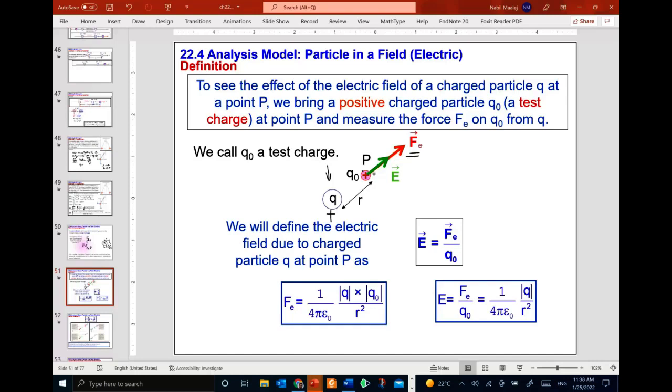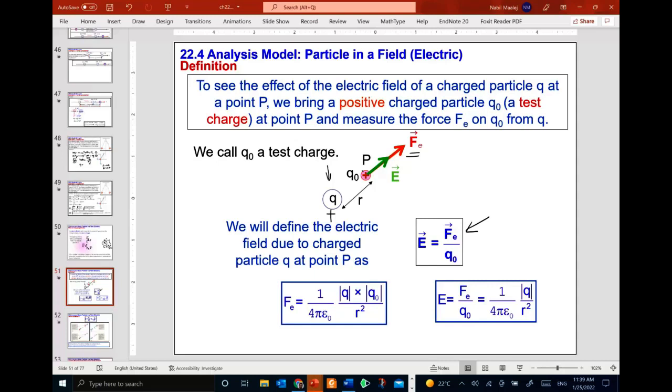This force is a repulsion, and the electric field now is pointing in the same direction as this force. In fact, we can calculate the electric field. It's a vector. We will define the electric field as the force that is experienced by the test charge divided by the charge of the test charge. So the vector E, which is the electric field vector, is equal to the electrostatic force that is experienced by the test charge divided by the charge of that test charge.